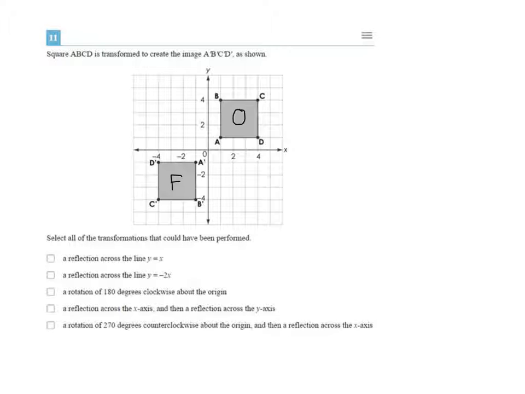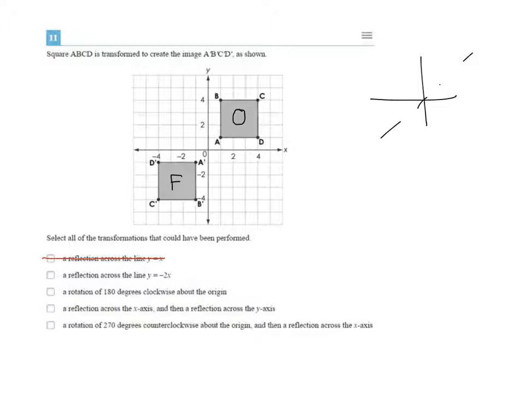The first one says, what happens if I reflect it across the line y equals x, which is this line? Well, if I flip this shape over the line y equals x, it would look just like it does now. It would be right in the same place. So this one is not true.